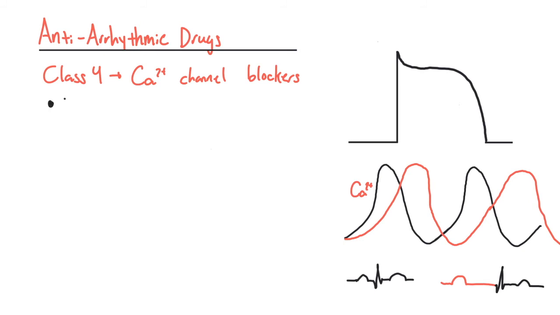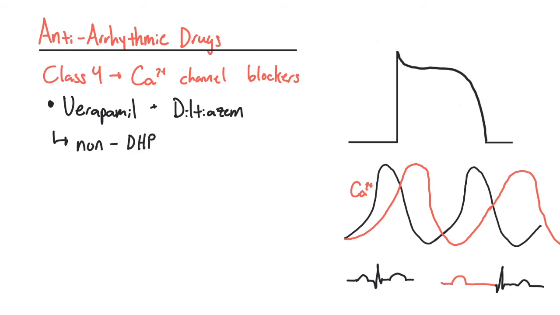Our two agents in this class are verapamil and diltiazem, which, as we remember from our hypertension lectures, are non-dihydropyridine calcium channel blockers. So these are, of course, different from other calcium channel blockers such as amlodipine or nifedipine, which are our dihydropyridine calcium channel blockers. The only ones that are antiarrhythmic in effect are the non-DHP calcium channel blockers.